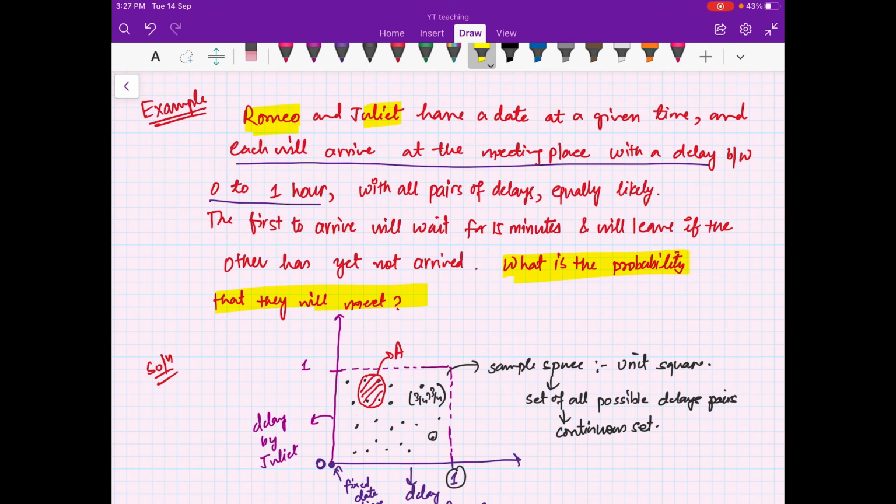Okay, now here we read the statement again, that Romeo and Juliet have a date at a given time and each will arrive at the meeting place with a delay between 0 to 1 hour, with all pairs of delays equally likely, right? So there is no bias. The first to arrive will wait for 15 minutes and will leave if the other one has not yet arrived. So one of them will wait only for 15 minutes, right? Otherwise they will leave. So now we want to compute the probability that they will meet.